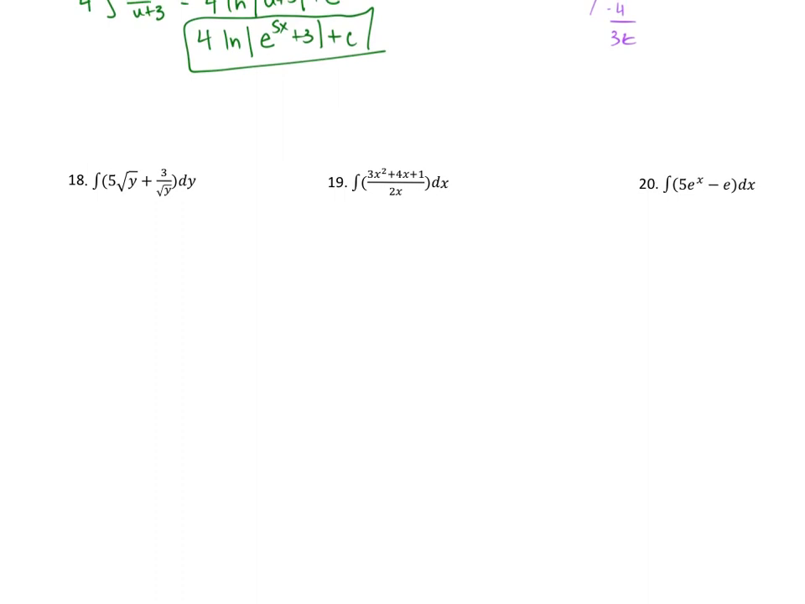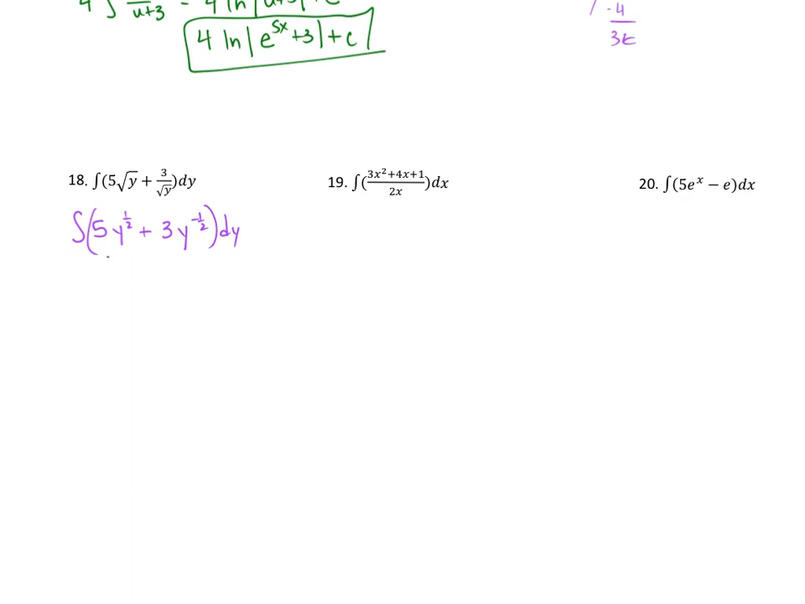All right, we're down to our last 3 problems. For this first one, we have the integral of, and this is again kind of like the other one. Let's just rewrite it. So we'll say 5 y to the 1/2, plus 3 y to the negative 1/2 dy. And let's see what happens here.